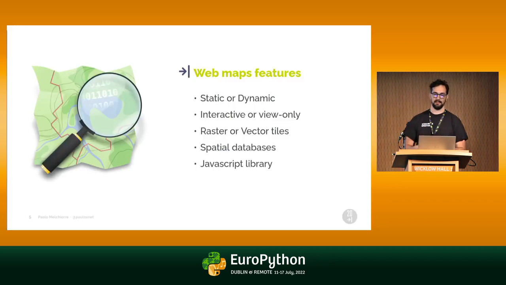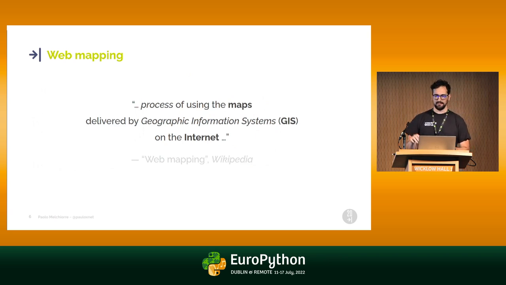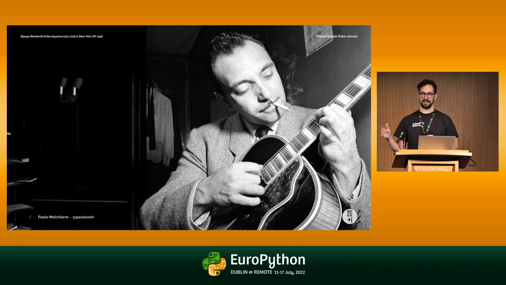A web map has many features. It can be static or dynamic. You can interact with it or you can only view it. The map can use raster or vector tiles to represent the surface, but usually the data is stored in a spatial database, and a web map will use a JavaScript library to show data on your web page. On Wikipedia, regarding web maps, we can read that web mapping is the process of using the maps delivered by geographic information systems on the internet. But implementing a geographic information system from scratch is beyond the scope of this talk. To do this, as you can imagine, we are going to use Django, my preferred web framework.